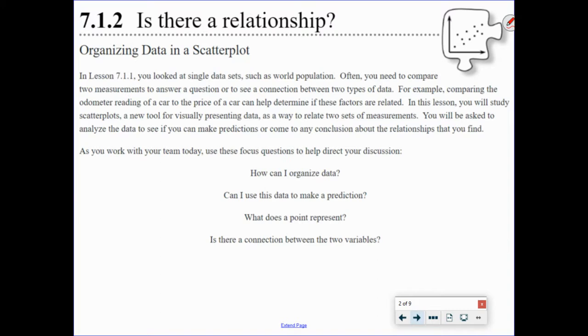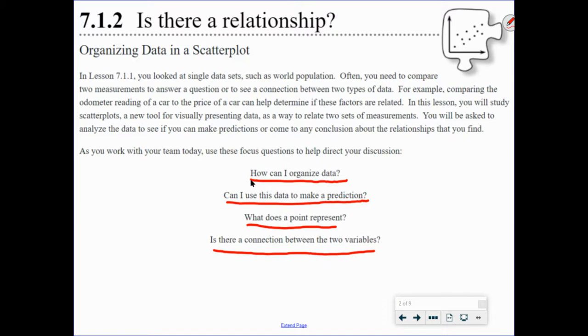In this lesson, you will study scatter plots, a new tool for visually presenting data as a way to relate two sets of measurements. You will be asked to analyze the data to see if you can make predictions or come up with any conclusions about the relationships you find. As you work today, focus on these 3 questions. How can I organize the data? Can I use the data to make a prediction? 4 questions, I guess. What does a point represent? And is there a connection between two variables? Okay, that's what we're going to try to answer today.